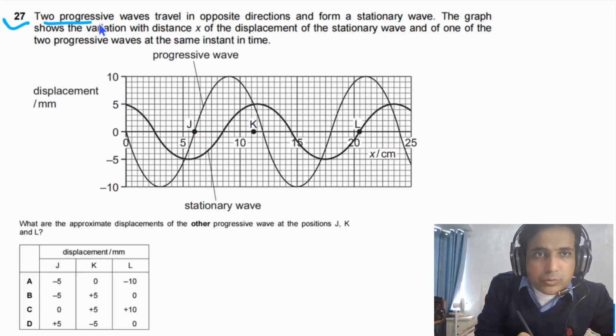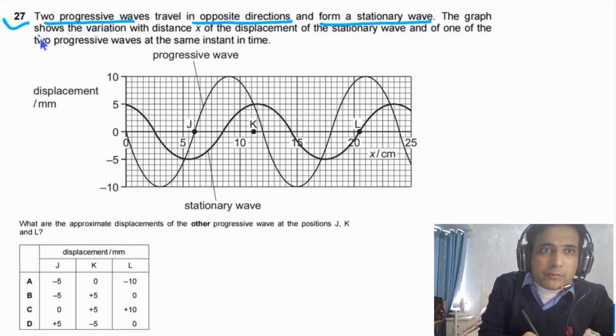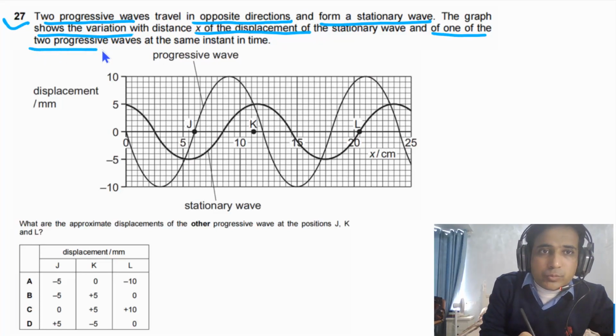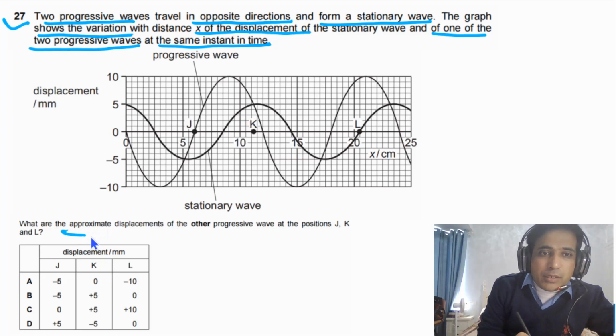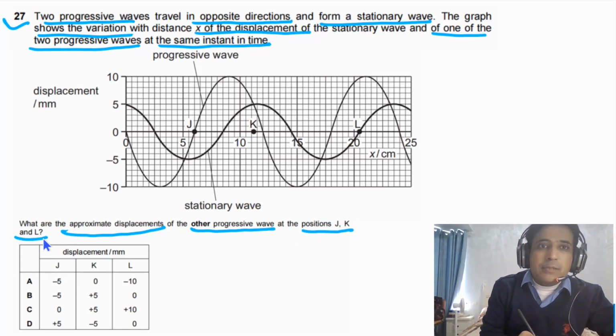Question 27 says two progressive waves travel in opposite directions and form a stationary wave. The graph shows the variation with distance x of the displacement of the stationary wave and of one of the two progressive waves at the same instant in time. What are the approximate displacements of the other progressive wave at the positions J, K and L? In this case, this is one progressive wave and this is the stationary wave.